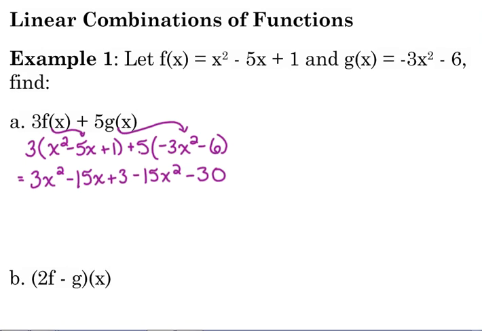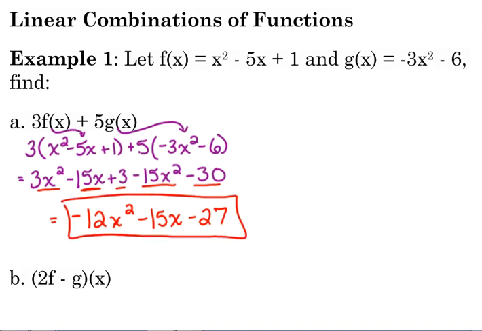And last step, combine any like terms that we have. We've got 3x squared minus 15x squared, so that leaves us with negative 12x squared. We don't have any other linear terms, the just plain x, so we just bring down that negative 15x. And then constants, 3 minus 30, negative 27.